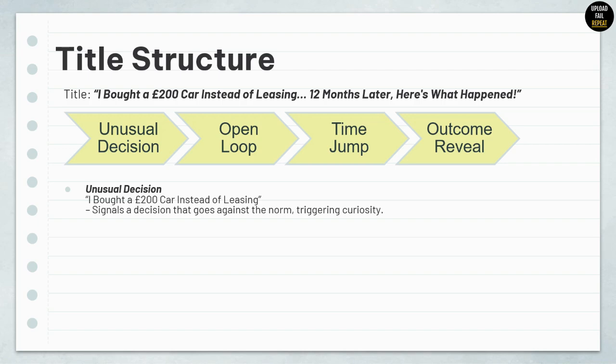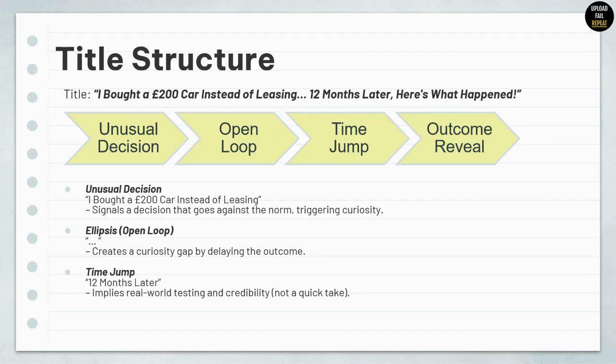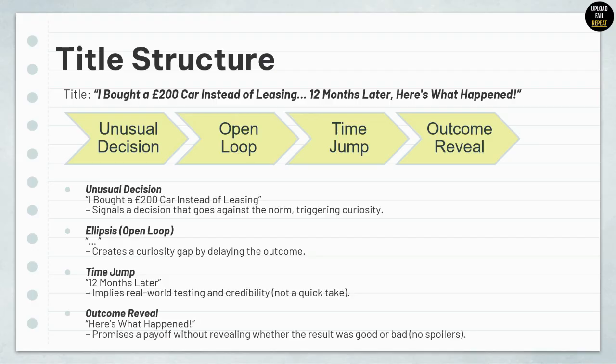This signals a decision that goes against the norm, triggering curiosity for the audience. The ellipsis or the open loop is what creates a further curiosity gap by delaying the outcome. Then the time jump, 12 months later, implies real-world testing and credibility, not a quick take. And finally, the outcome reveal. Here's what happened. It promises a payoff without revealing whether the result was good or bad, so no spoilers, and the audience needs to stay until the end to really understand.